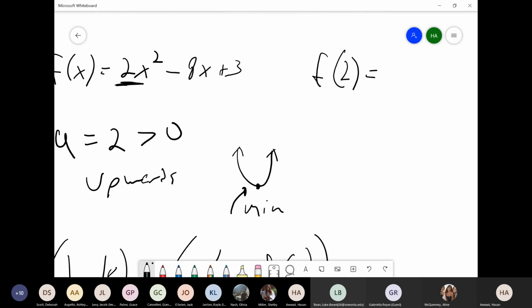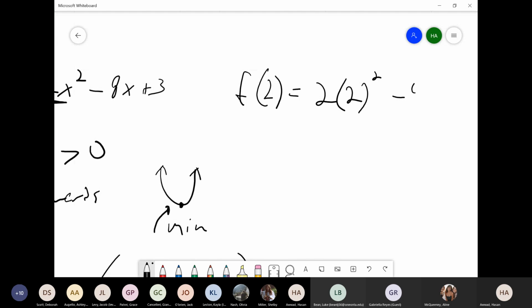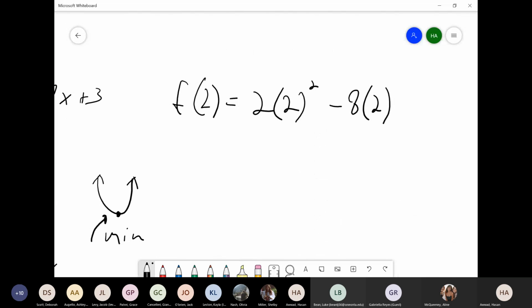f of 2 is going to give us 2 times 2 squared, right? Wherever there's an x, I'm plugging in 2 now. Minus 8 times 2 plus 3. Let's simplify this down a bit. 2 squared is going to be 4. 2 times 4 gives me 8. So the first piece is 8. Negative 8 times 2 is a negative 16. So now we have 8 minus 16, and we still have that plus 3 lingering around.